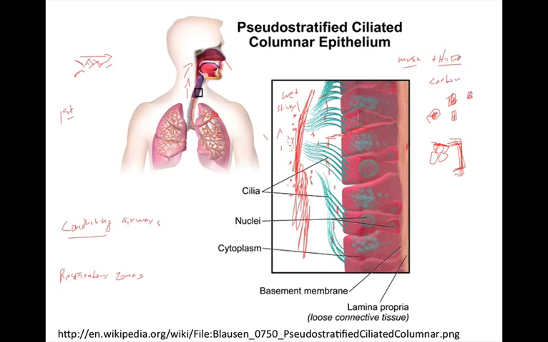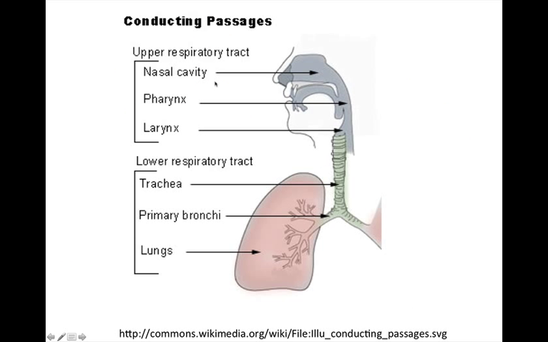So remember that the conducting airways are heavily lined with ciliated epithelial tissue, with the exception of a couple areas that we'll cover more in depth in a bit. All right. Now, let's talk about the respiratory system and the two major divisions of the respiratory system.